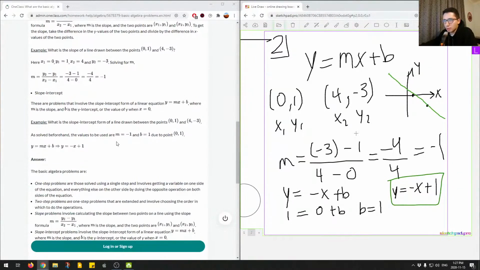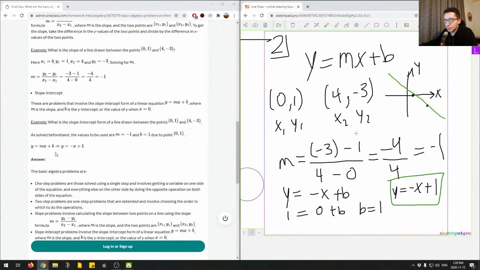Okay, so the last example given here involves slope-intercept problems. So they're giving a slope-intercept problem: the line between 0, 1, and 4, negative 3. So they go on to answer, doing what we did here.